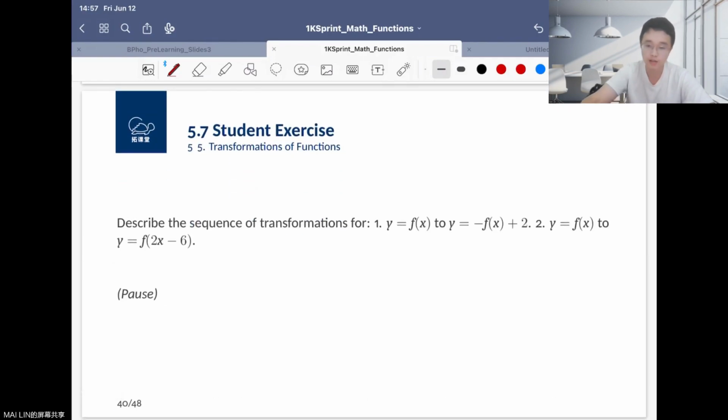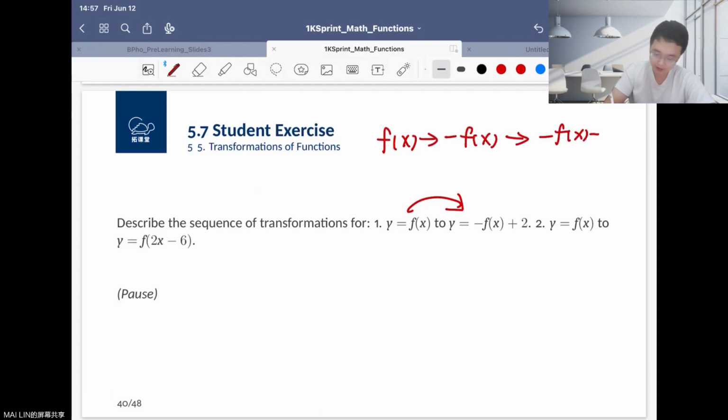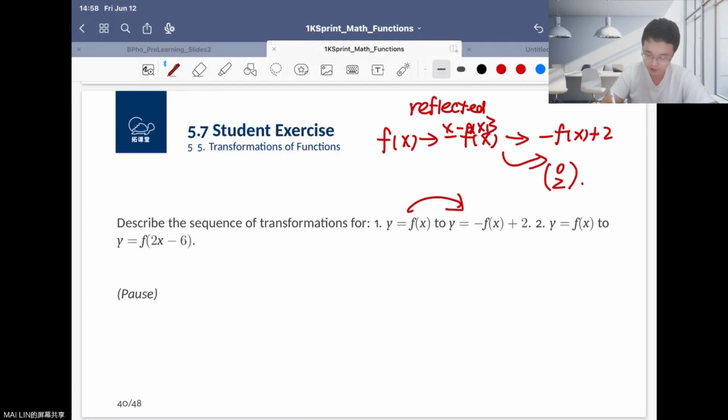And here is the final student exercise for you to try to understand how it works. So first, from y equals f(x) to y equals negative f(x) plus 2, we can stop right here. It means first f(x) turns into negative f(x), and then from negative f(x) plus 2. So for f(x) turning into negative f(x), it means we first flip. We just have a reflection in the x-axis, right? Okay, that means x-axis. And from negative f(x) to negative f(x) plus 2, it means moving upward for 2 units, right? So here it is (0, 2), okay?